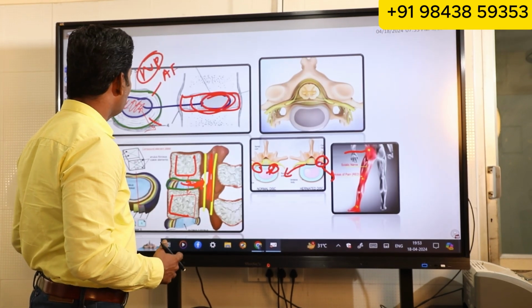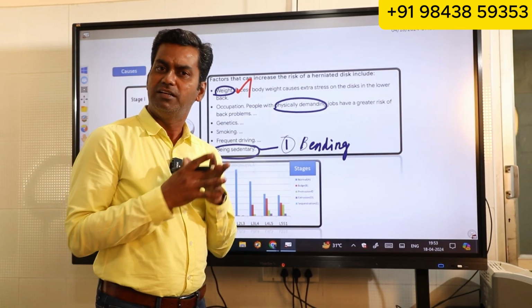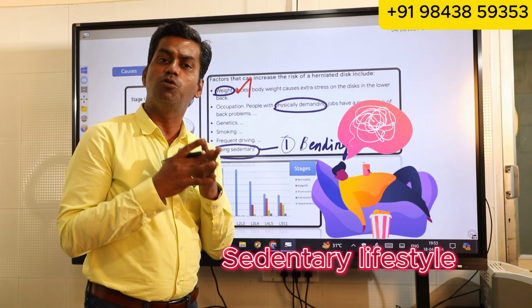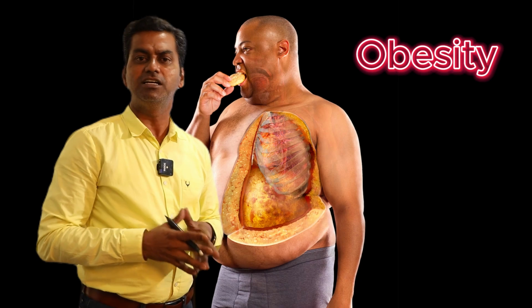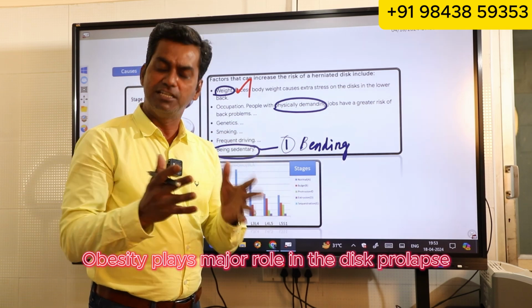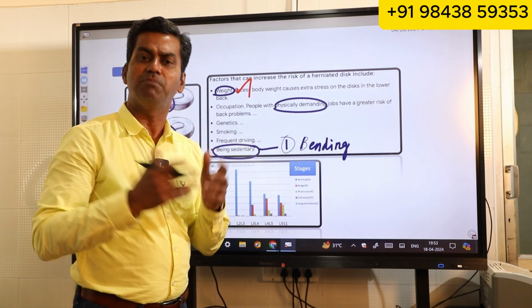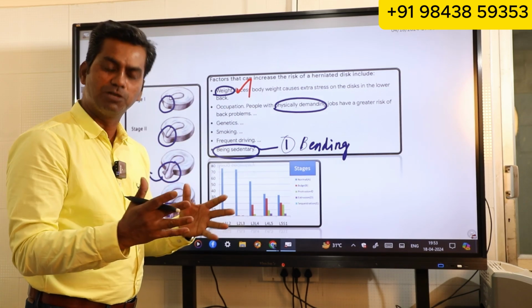In the Indian scenario, another common reason for disc prolapse is the sedentary lifestyle and obesity. The obesity may be because of lack of physical activity, poor diet, and genetic reasons. So obesity plays a major role in disc prolapse, and another reason is heavy manual bending work. So there are 4 stages in disc prolapse.